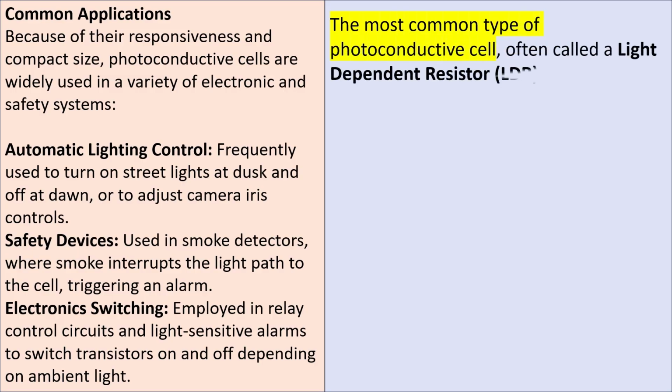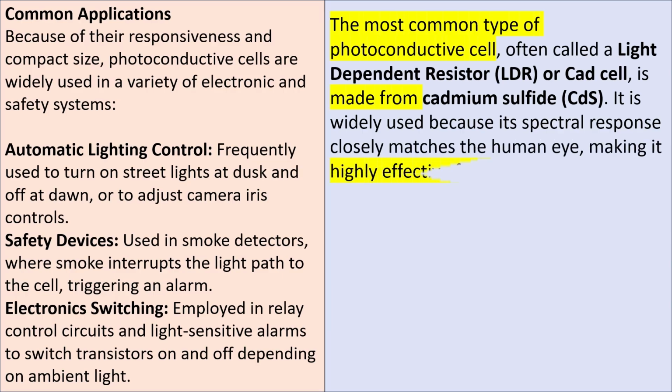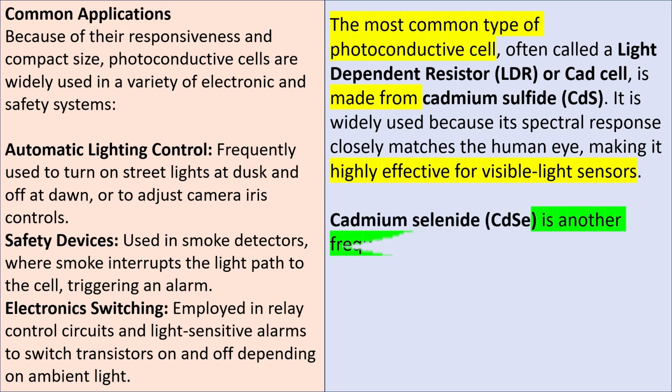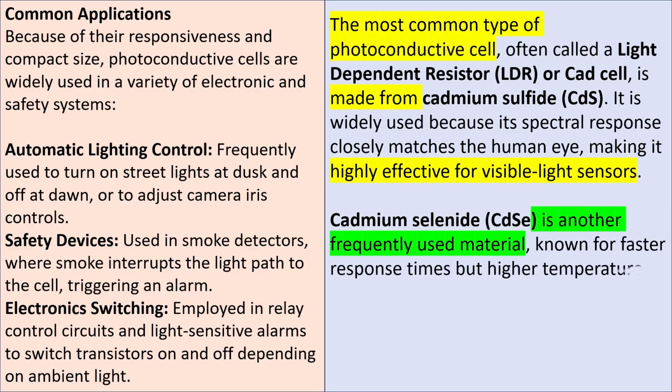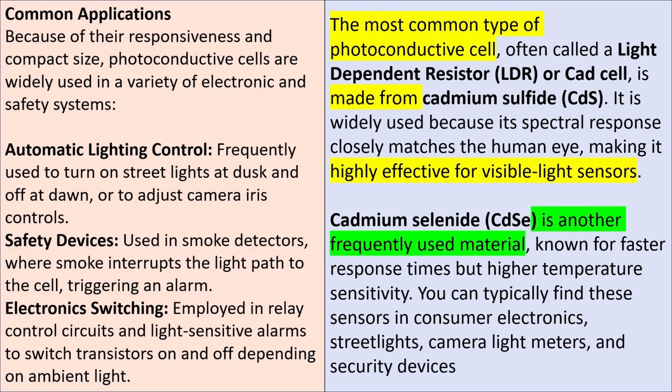The most common type of photoconductive cell, often called the light-dependent resistor, LDR, or CAD cell, is made from cadmium sulfide, CdS. It is widely used because its spectral response closely matches the human eye, making it highly effective for visible light sensors. Cadmium selenide, CdSe, is another frequently used material known for faster response times but higher temperature sensitivity. You can typically find these sensors in consumer electronics, street lights, camera lights, meters, and security devices.